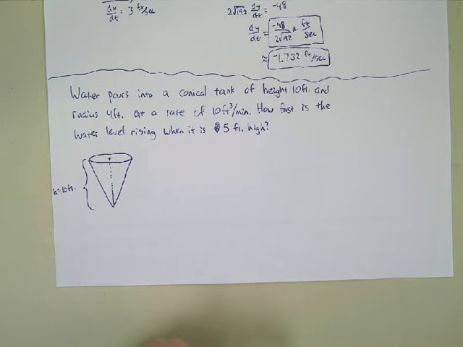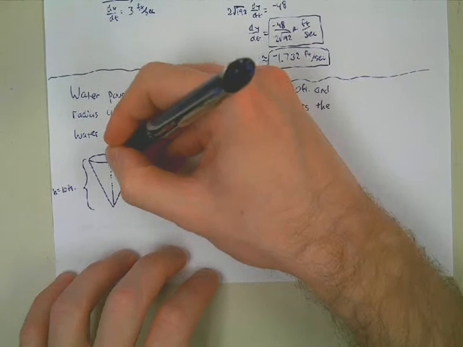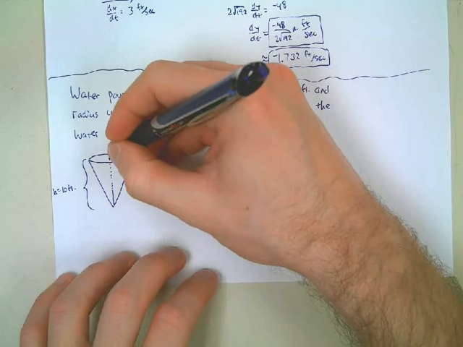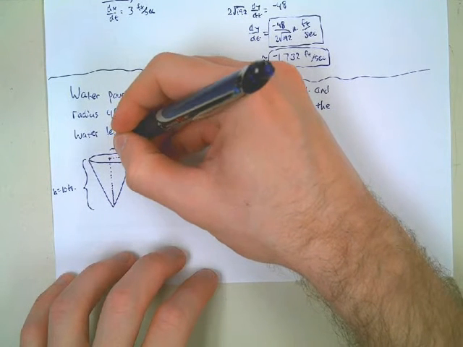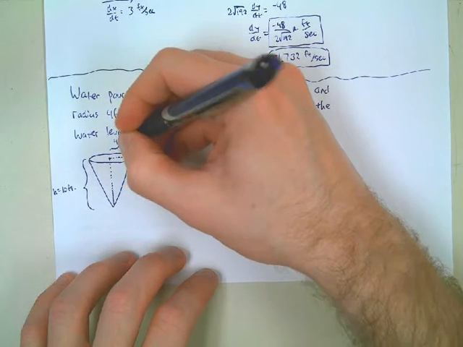The radius of the tank, the full tank, the entire tank, is 4 feet. So you can go this way. And so this right here is 4 feet. That's R. It's 4 feet.